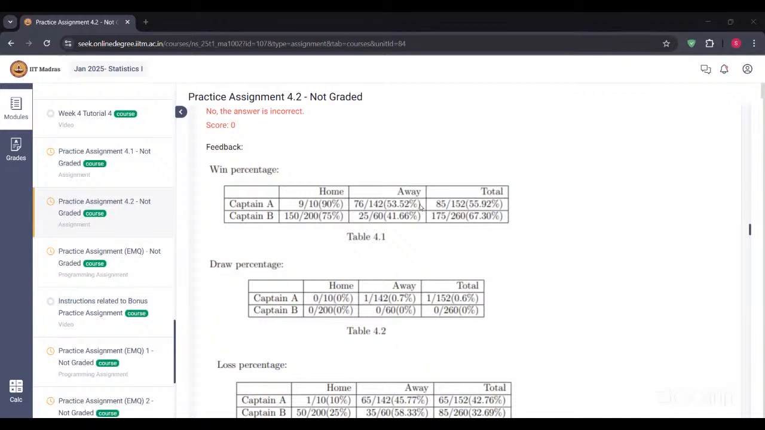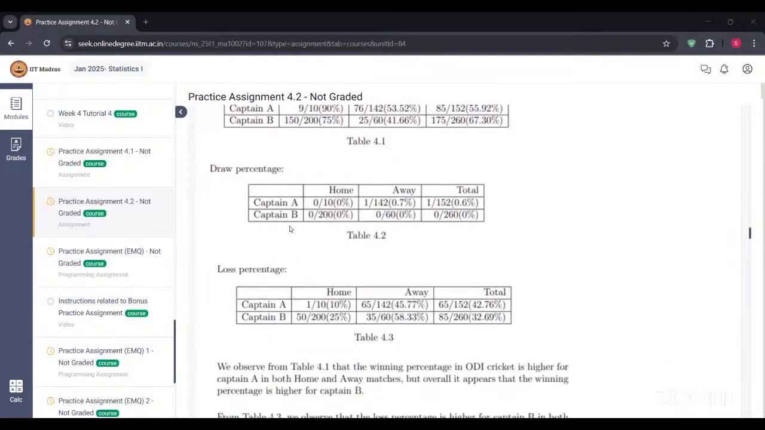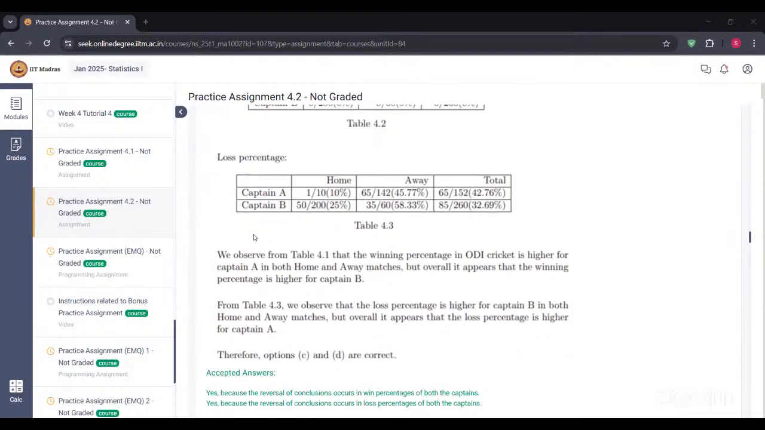In different groups we are seeing one thing, and in total we are seeing another thing, right? In the different groups we saw that Captain A had the highest winning percentage, but in total we see that Captain B has the highest winning percentage. So this is basically the Simpson paradox. Similarly, we calculated the loss percentage. Captain A has 10% loss, 45.77% loss, and in total 42.76% loss. Similarly, we calculated for Captain B.